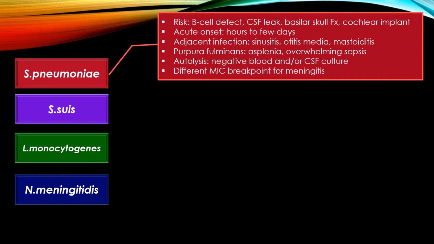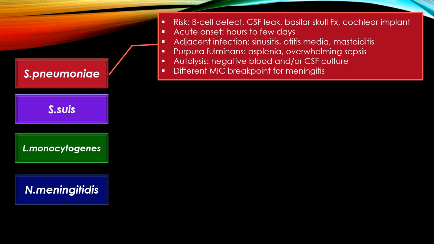So I will talk about the common cause of bacterial meningitis. The first one is pneumococcus. The risk is B cell defect, CSF leak, basilar skull fracture, or cochlear implant. This is also the list of indications for pneumococcal vaccine. Meningitis caused by pneumococcus has a very acute onset. It may be hours to a few days.